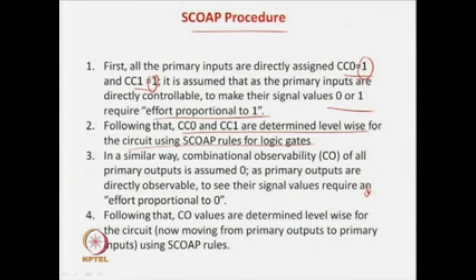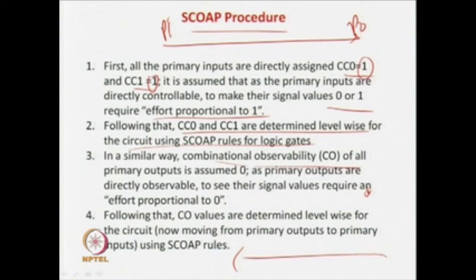Now, for primary inputs you apply CC0 and CC1 as 1 and 1, that is fine. Then you go to the next level of gates, where you apply some rules that we will study in a similar way. If you apply the similar rules going from the primary inputs to the primary outputs, every net will have a value of CC0 and CC1. Similarly, we have to go for combinational observability. Combinational controllability goes from primary inputs to primary outputs, that is the level propagation, but for combinational observability CO we go the reverse way.